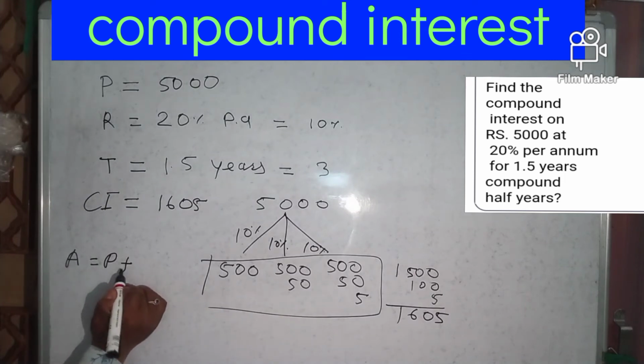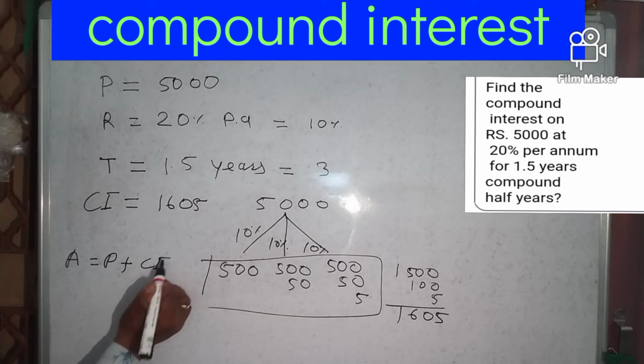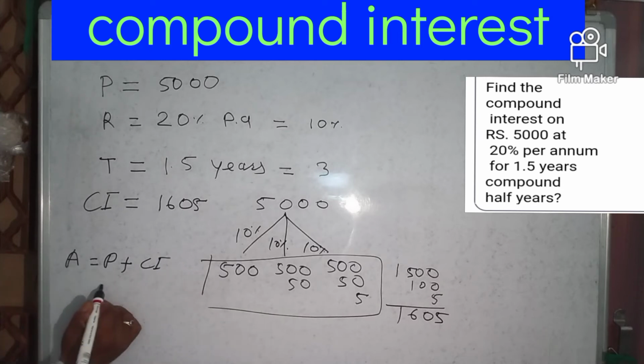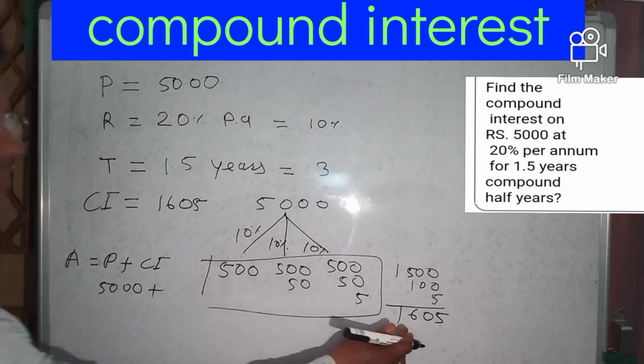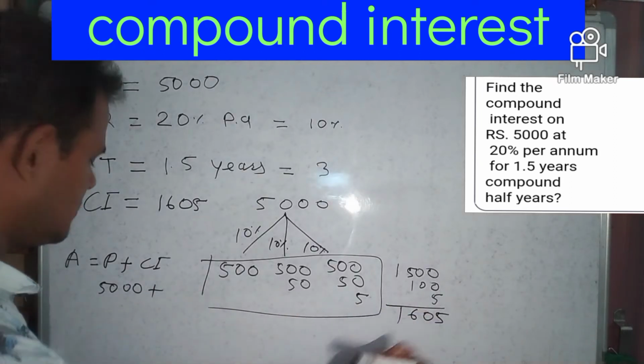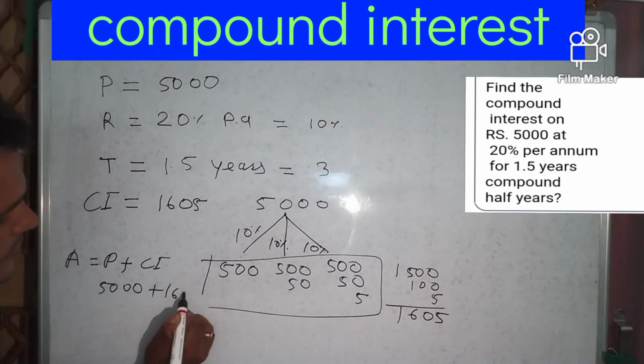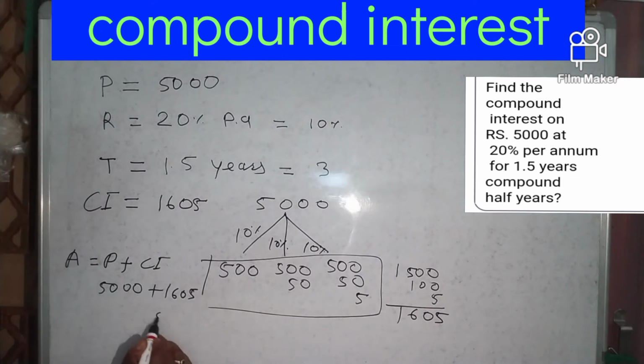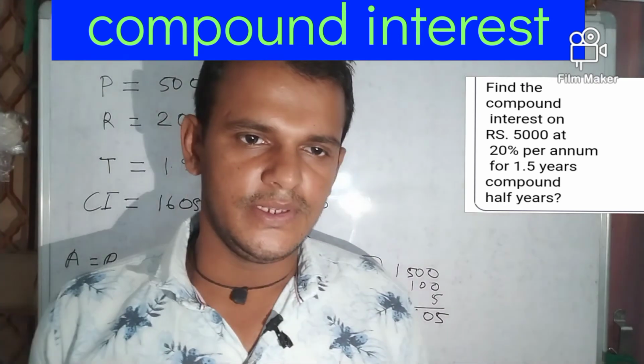If they ask what is the amount, so amount equals principal plus CI. So principal is 5000 plus CI is 1605. So total will be 6605. So this is the amount, total amount, right? So move to question number 3.